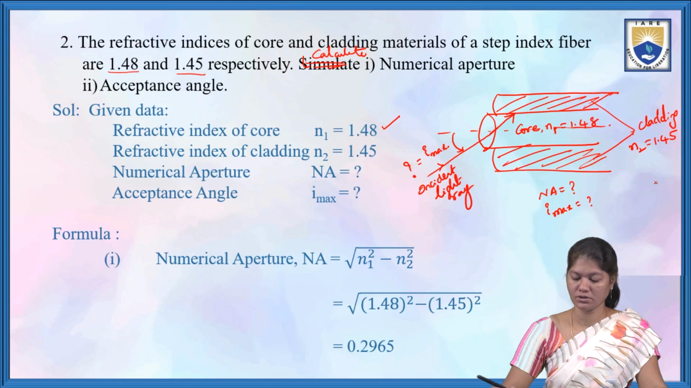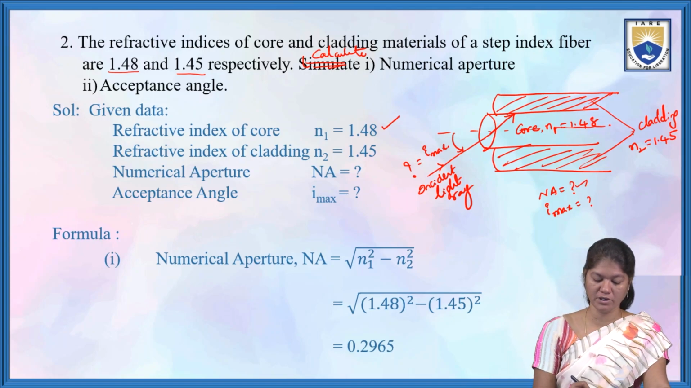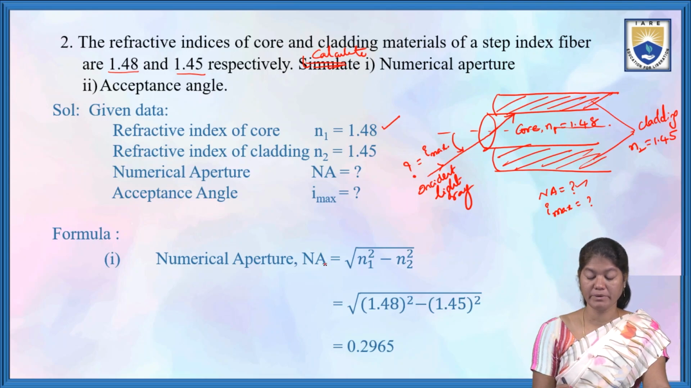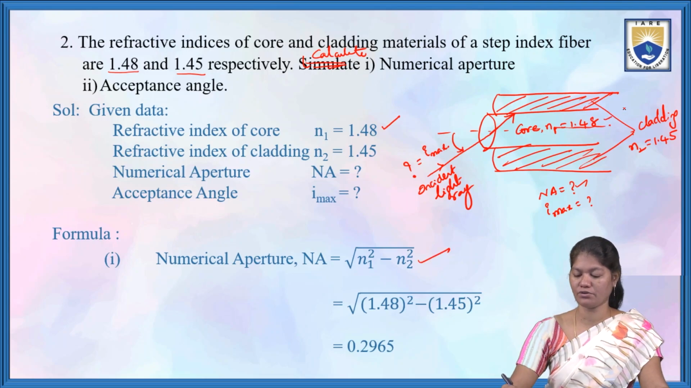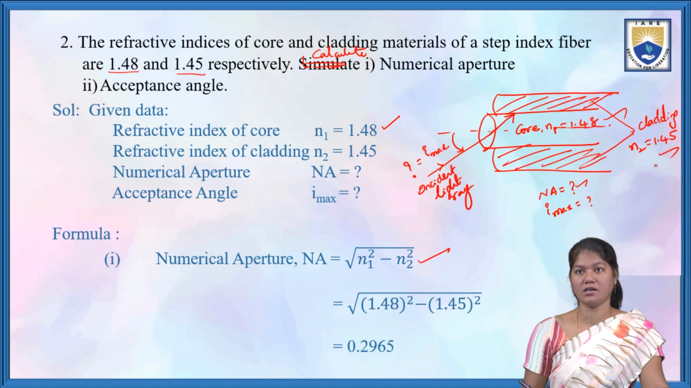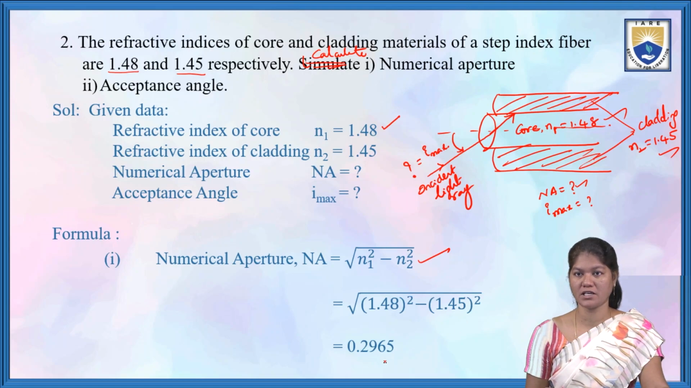Okay. So to find the numerical aperture, we have the formula. The formula which we are using: numerical aperture NA is equal to root of N1 square minus N2 square. N1 and N2 are given. So root of 1.48 square minus 1.45 square is equal to 0.2965. So this is the numerical aperture value.